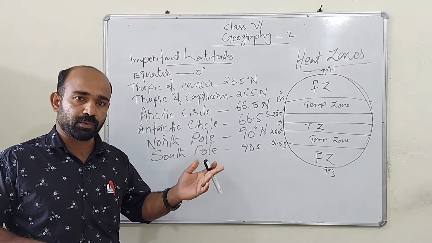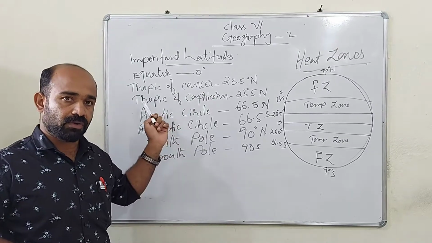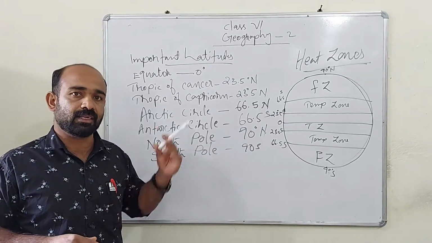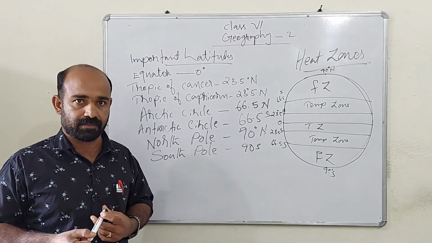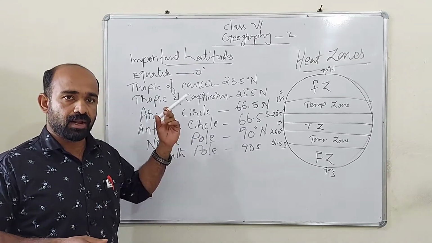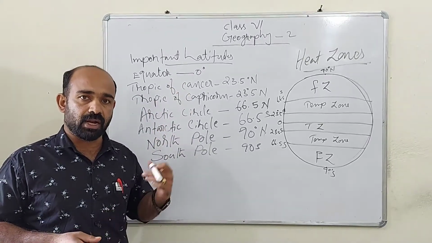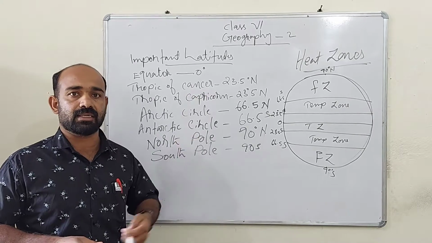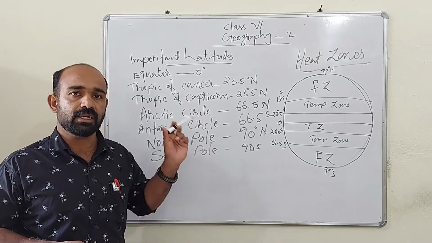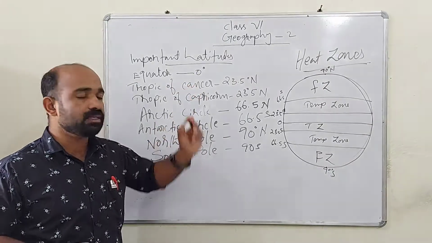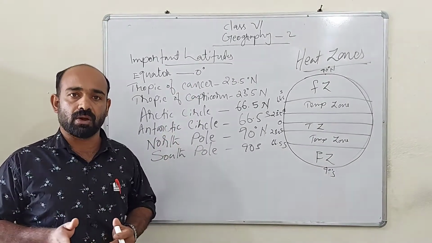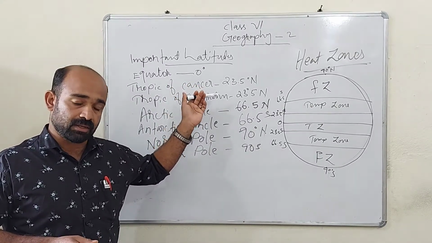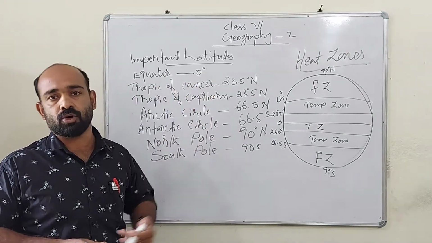In the northern hemisphere, some more important latitudes are there. First of all, from the equator, at 23.5 degree north, one latitude is there, and that latitude is called Tropic of Cancer. That is another important latitude. At 66.5 degree north, another important latitude is there, that is called Arctic Circle. Then the third one is North Pole. 90 degree latitude is North Pole. So in the northern hemisphere, other than the equator, we have Tropic of Cancer, Arctic Circle, and North Pole.